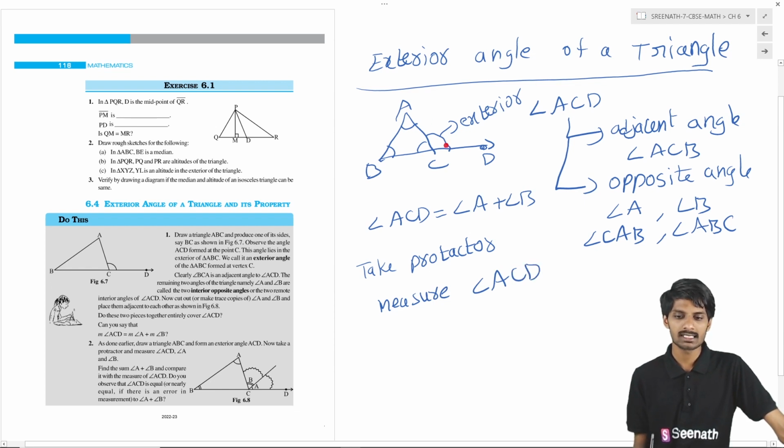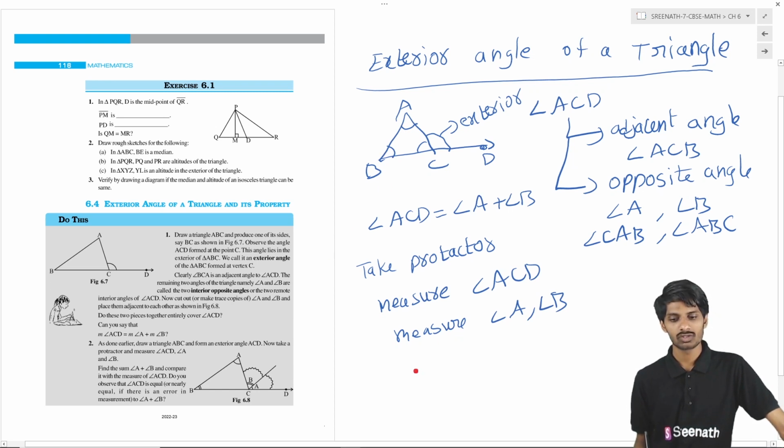You have to measure what is the angle here. You know how to use a protractor and how to measure. Measure angle A and angle B. Now just verify and add these two angles, and finally you will get that this angle is equal to these two angles. So at this point of time you will know that this exterior angle is equal to the sum of the opposite interior angles.